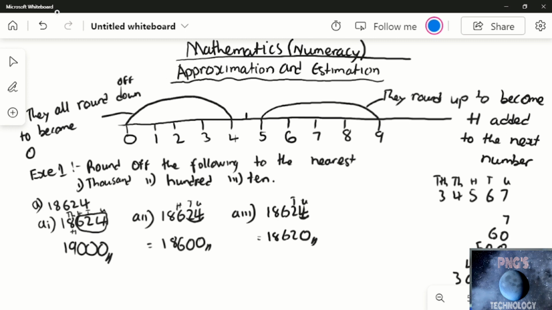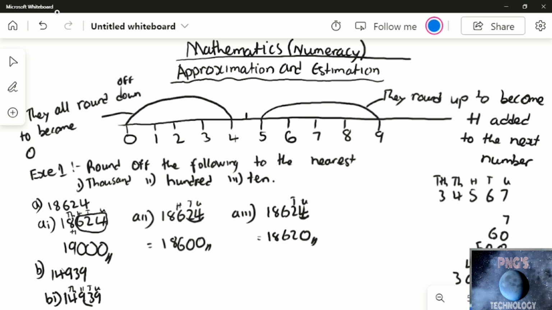So let's take another exercise, exercise B. You're given 14,939 to the nearest 1000, 100 and tens. So in this case, BI. Okay, let's write it. 14939. So these are units, tens, 100, 1000.